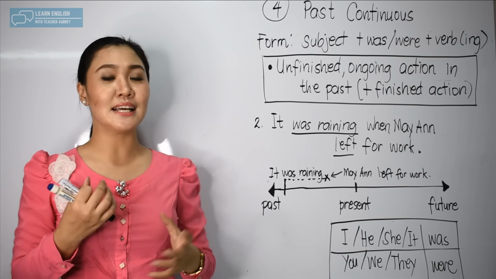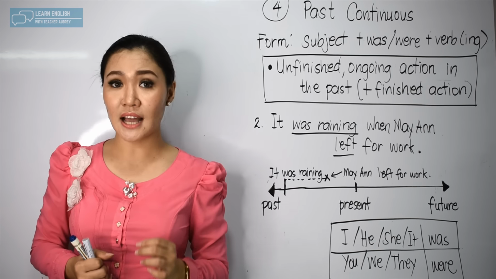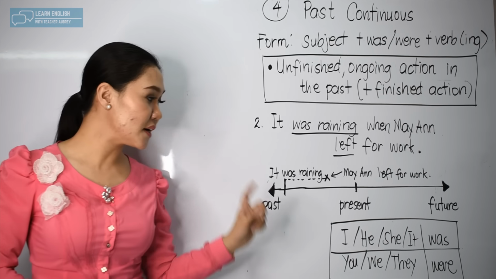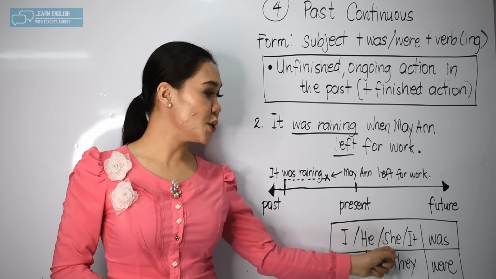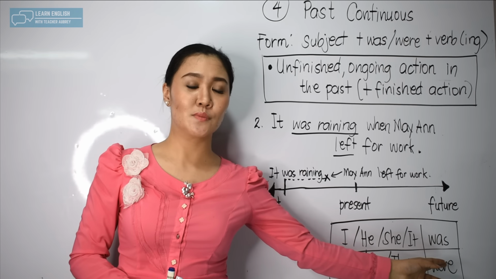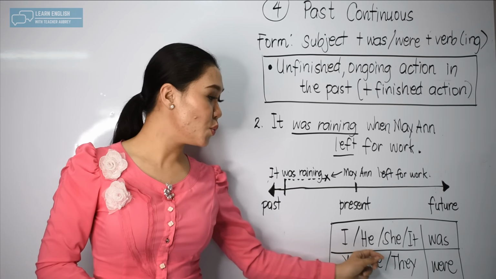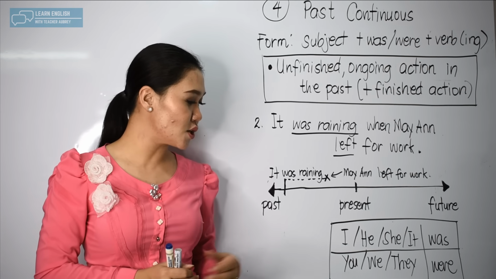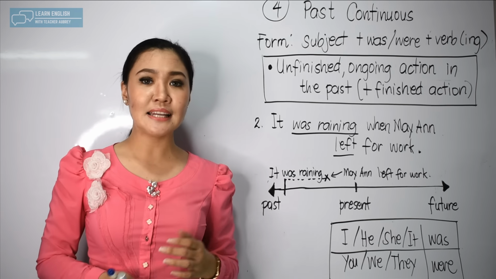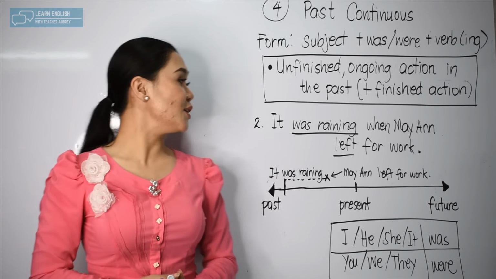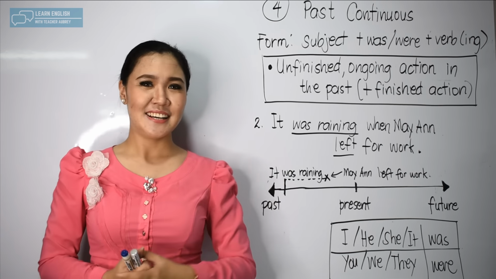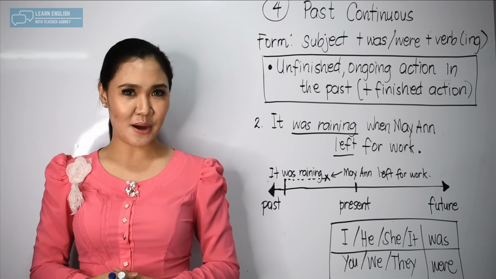Pansinin natin, yung kanina sa unang halimbawa, for the subject I or pronoun I, ang ginamit natin ay was. Tingnan muna natin itong table dito. Kapag ang subject natin ay I, he, she, or it, or any singular na subject, ang ginagamit natin ay was. Kapag naman ang subject ay you, we, they, o anumang plural na subject or noun, ang ginagamit natin ay were. Kaya rito ang ginamit ay was dahil ang subject ay it. Okay?